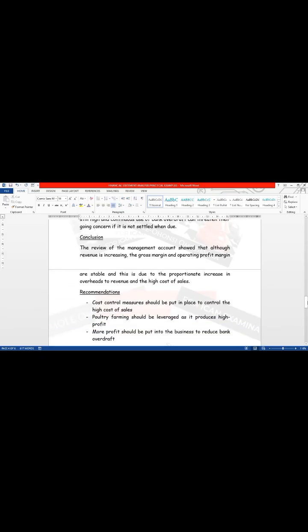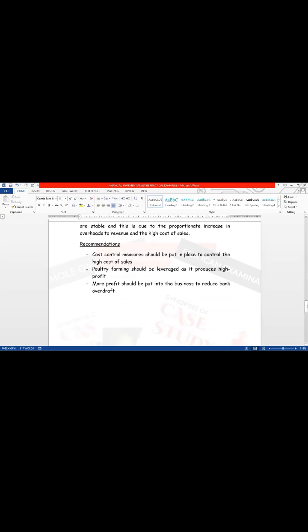So, conclusion. After you talk about all those requirements, you now give a conclusion. The conclusion will encompass everything you have done. The review of the management accounts shows that although revenue is increasing, the gross profit and operating profit margin are stable, and this is due to the proportionate increase in overheads to revenue and the high cost of sales. So you are giving a conclusion based on everything you have done. Do you understand?